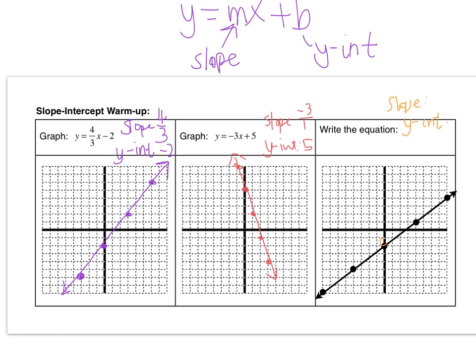So counting, it looks like I'm going up 3 over 1, 2, 3, 4, which makes my slope 3/4, and my y-intercept is down 2, so that would be -2. When I write the equation, I plug it in, y equals 3/4 x minus 2, and then I'm done.